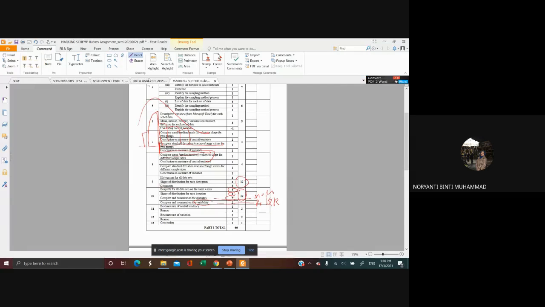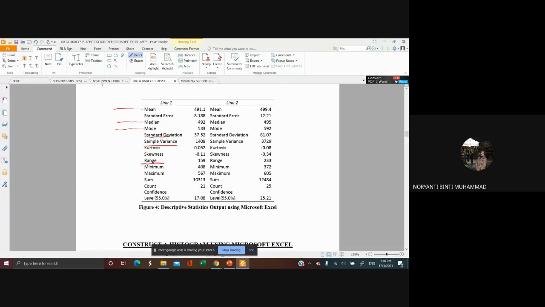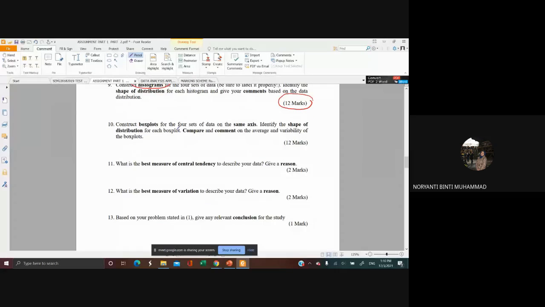Measure of central tendency. Okay, as I said earlier, it is based on your data. If it is skewed, we will use the median. If it is symmetric, we use the mean. For variation it is the same: if we have skewed data, we use IQR. If symmetric, we use variance or standard deviation. So the conclusion can be anything. For example, you say, in average, UMP students drink 4 liters of plain water per day, for example.